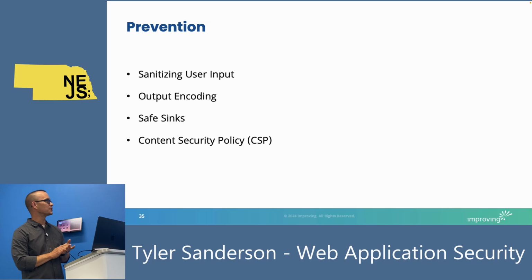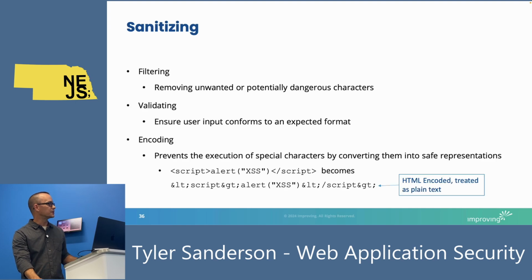Okay, so the most important piece around this is prevention. So we have these four methods: sanitizing our user input, encoding, using safe sinks, and content security policy. So sanitizing consists of three things: filtering any unwanted or potentially dangerous characters, so looking for specific values and then pulling them out. Validating, you can validate your user input conforms to an expected format, like an email or a number, for example, or a certain regex pattern.